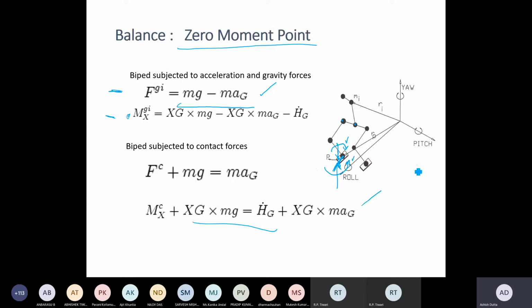This distance. So this is my foot, and this is my ankle. There is a force acting here, and there's a moment here. So this force into that distance must counteract the resultant moment there. That is the meaning of this distance. And this is basically called my zero moment point. This is what we call the zero moment point, or ZMP.